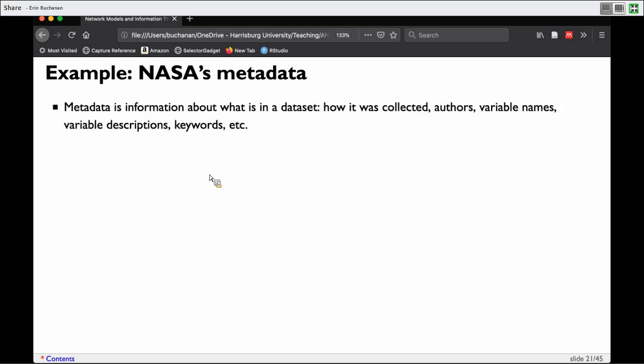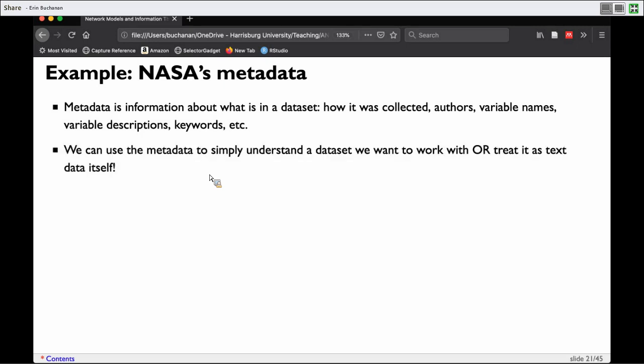Okay, so what is metadata? Metadata is data about data, right? So it's information about what's in the data set. So instead of looking at NASA's raw data, we're going to look at NASA's data about their data. So how it's collected, authors, variable names, descriptions. Sometimes this is called a code book, or a data dictionary. And so this tells me a lot about what's going on. And I can convert this style of analysis to any type of raw text data.